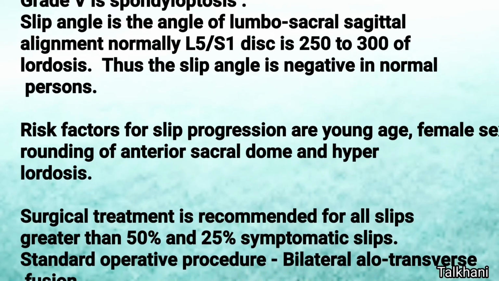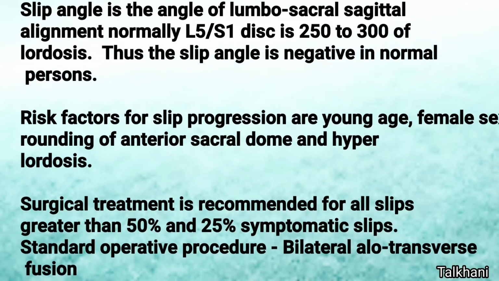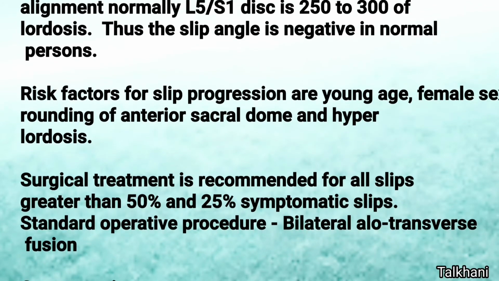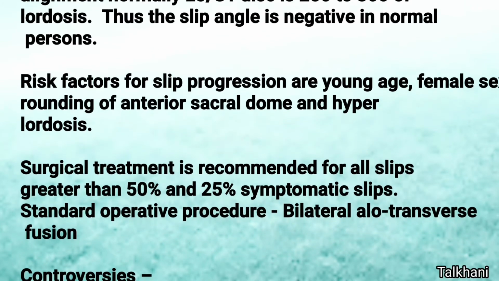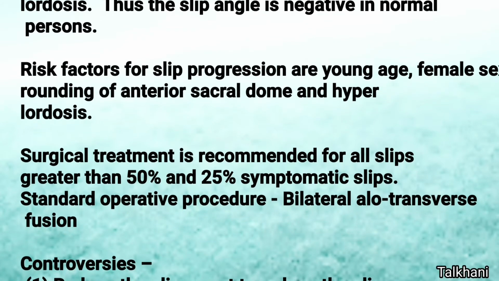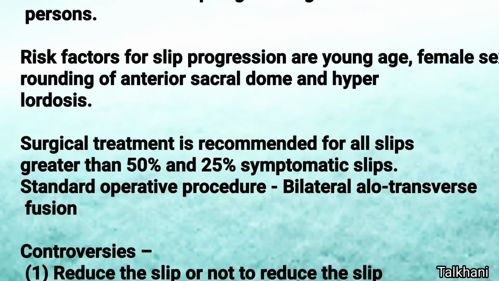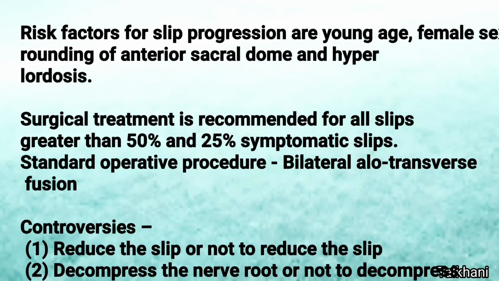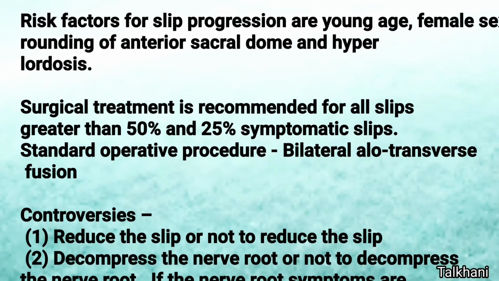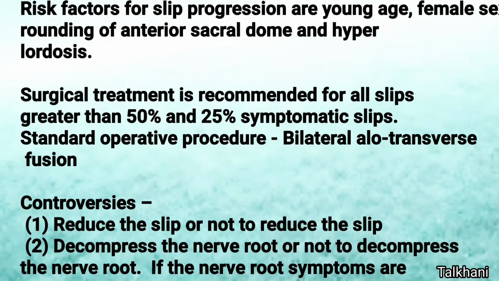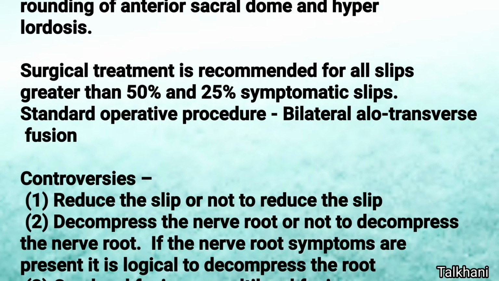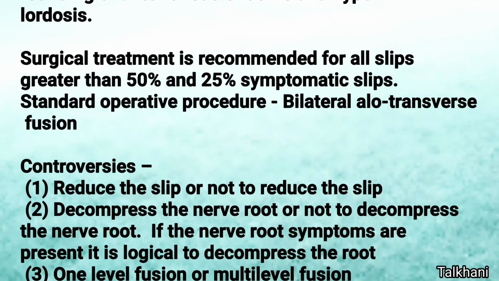Risk factors for slip progression are younger age, female sex, spina bifida, wedging of L5 vertebra, rounding of anterior sacral dome, and hyperlordosis. Surgical treatment is recommended for all slips greater than 50% and 25% slips if they are symptomatic. Standard operative procedure is bilateral posterolateral transverse process fusion.